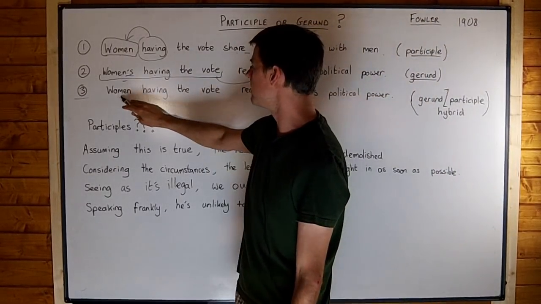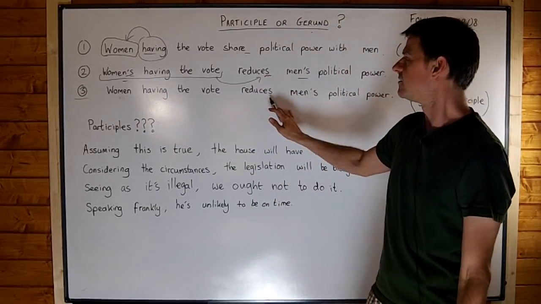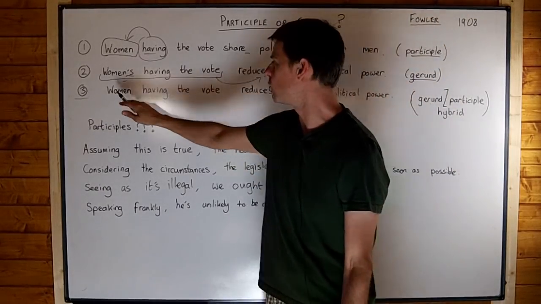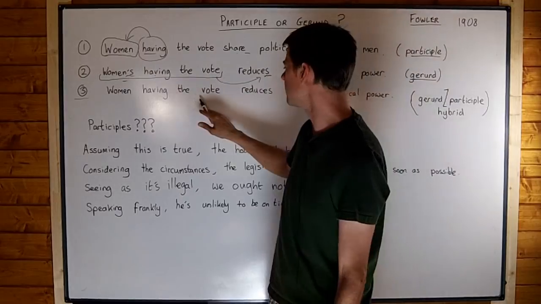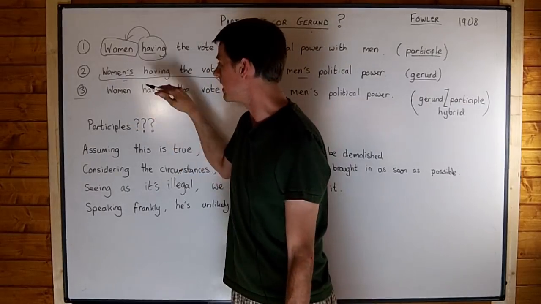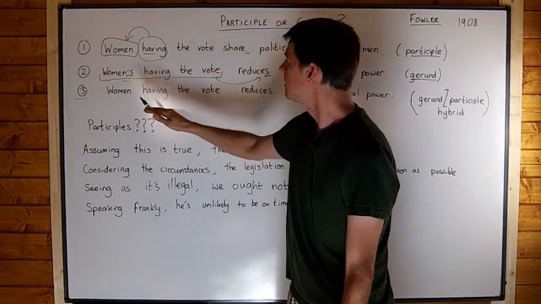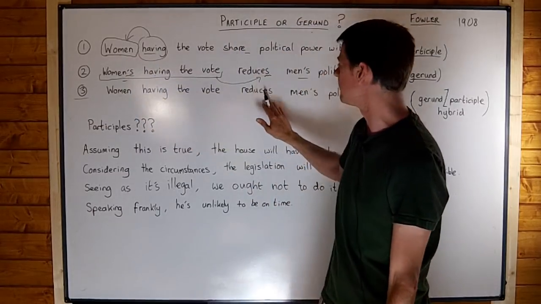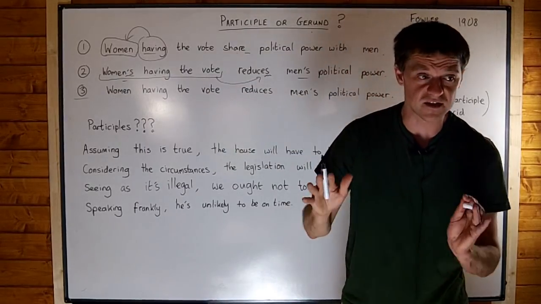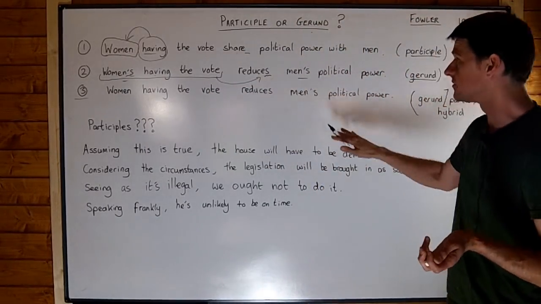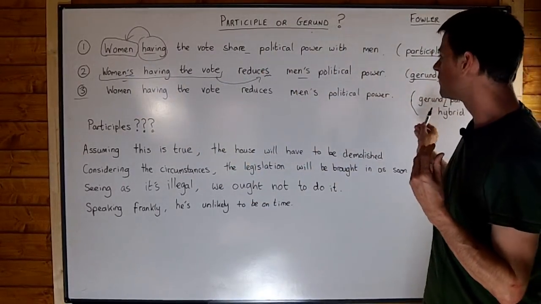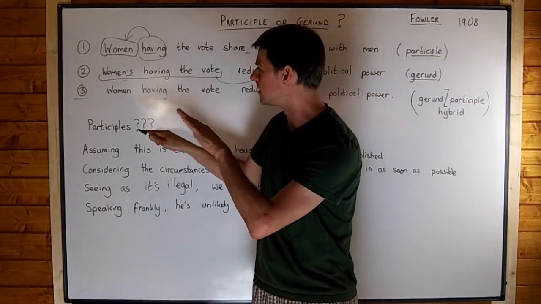But here we've got women and we've got reduces. And so firstly, that doesn't sound very good to say women reduces. Women clearly isn't the subject. But having the vote can't be subject, well, without women modifying, or having the vote modifying women. And if having the vote modifies women, we're back on number 1, and we really ought to have reduce. Women having the vote reduce. So for Fowler, this is incorrect. And I have to say, from a parallel structure point of view, it doesn't look so nice to me to say women and not women's. And so you can see why it seems to be half of a participle and half of a gerund.